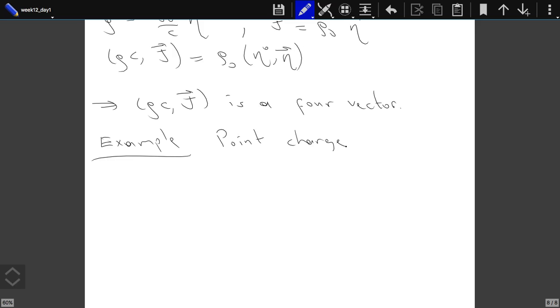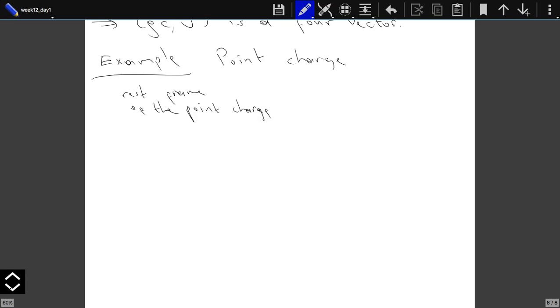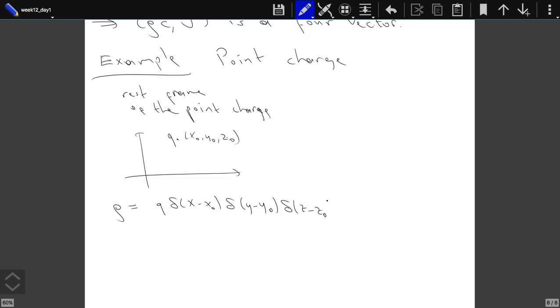Let's see how that comes about. There will still be a gamma factor. You see, in the rest frame of the point charge, let's say it is at the point x0, y0, z0, a charge q. So the charge density is q times Dirac delta of x minus x0, y minus y0, z minus z0.